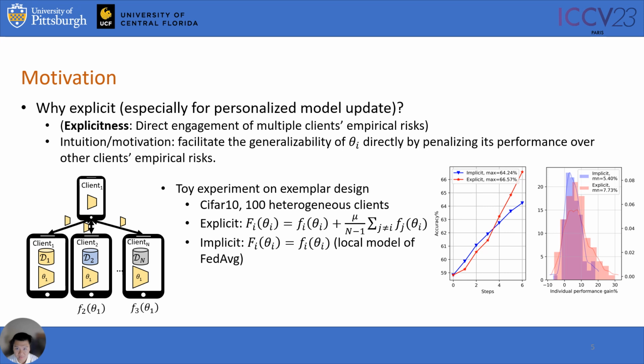We also conducted a toy experiment and observed that within only a few steps, a simple design of explicit objective, where the local objective is its local risk plus an average of non-local risk, can outperform an implicit objective.